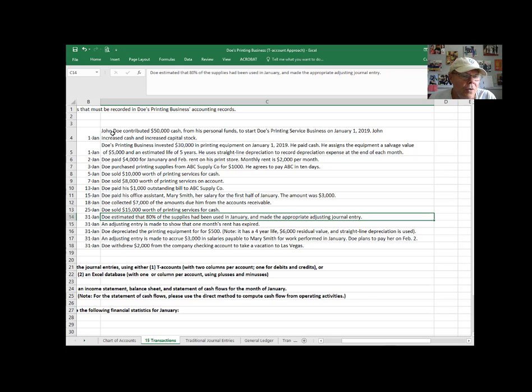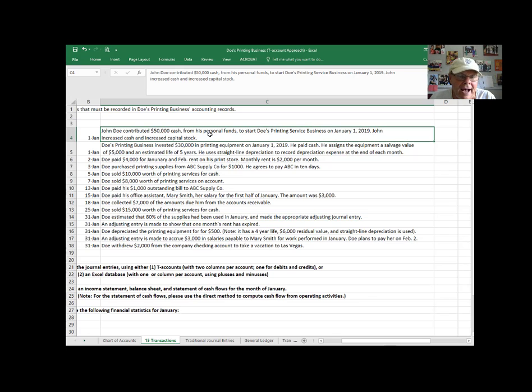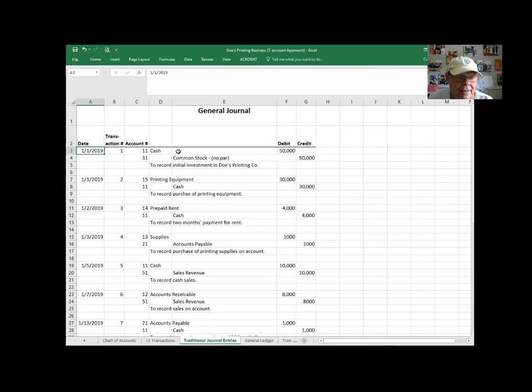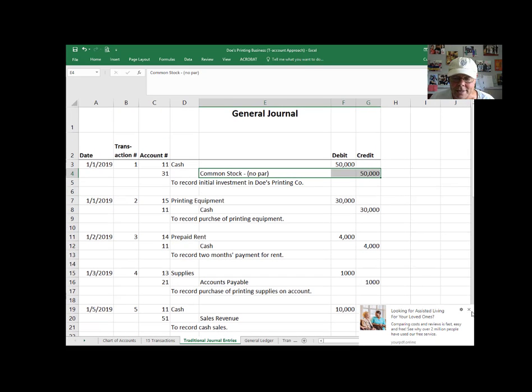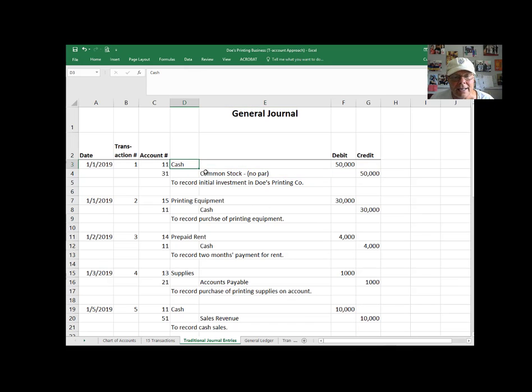If John Doe contributed $50,000 cash from his personal funds to start Doe's printing service business on January 1 of this year, how would you record it in the journal? You would record it by debiting cash, you recall, and crediting common stock. Let's make that big so you can all see that. You would debit cash and credit common stock.